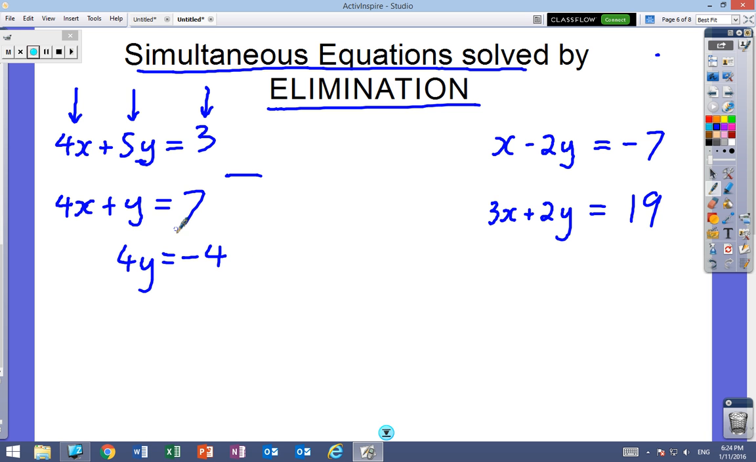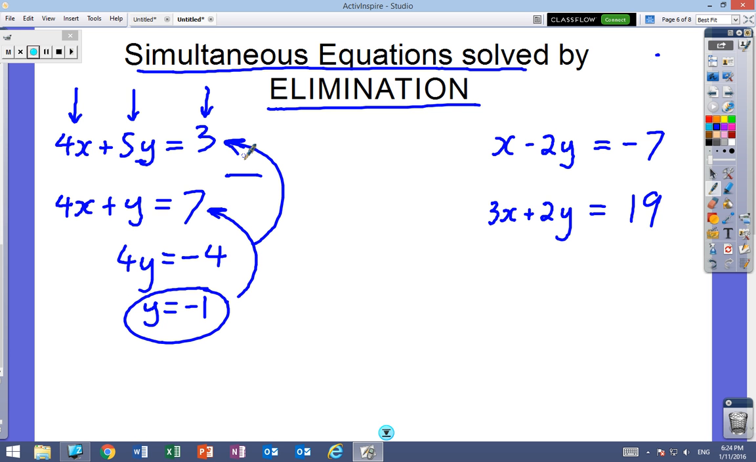And now we have a simple equation. 4y equals minus 4. I divide both sides by 4, and I get y equals minus 1. That's half of the job done. And really, it's the harder part because now we've got this value for y. We can put it into either of these original equations. Now I'm going to prove to you that it does the same job in either of them. Let's put in the top one first.